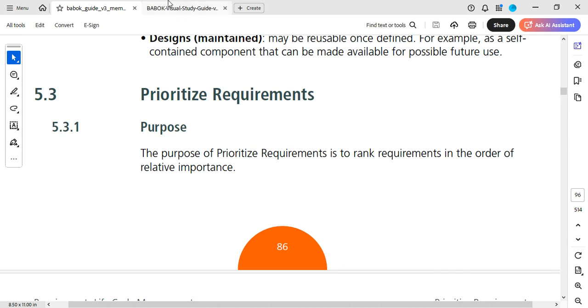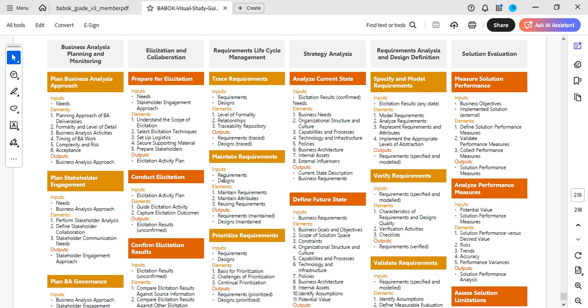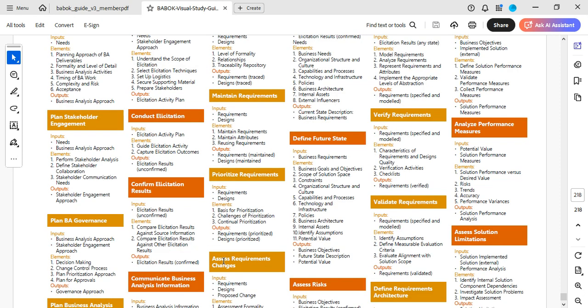So the last time we looked at requirements lifecycle management, and we looked at trace requirements, we looked at maintain requirements, and today we are looking at prioritize requirements. So you've traced your requirement, you've maintained your requirement, making sure there are no discrepancies, that this is correct. Then you are now going into prioritizing your requirement, because you don't want to start with the requirement that doesn't give you value at the end of the day.